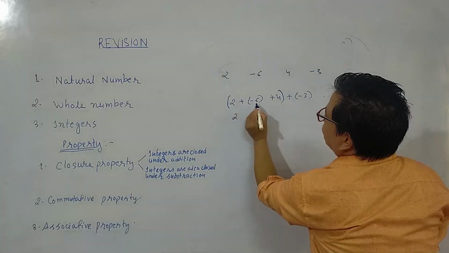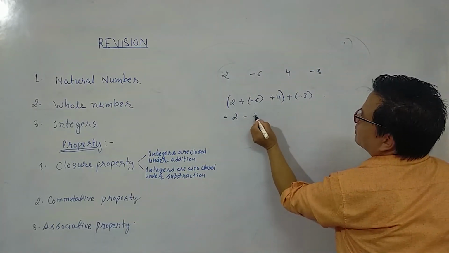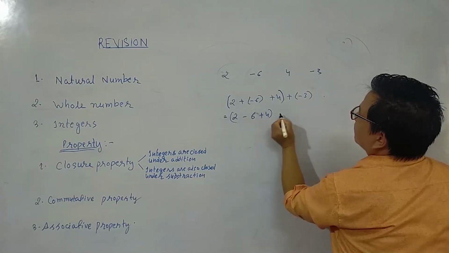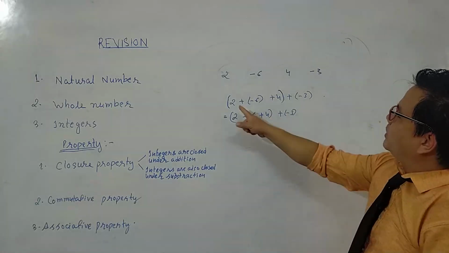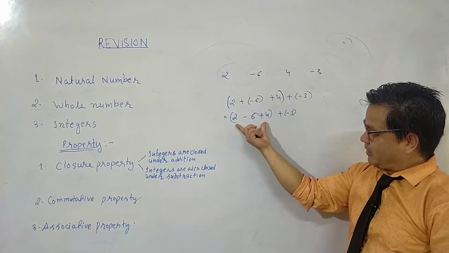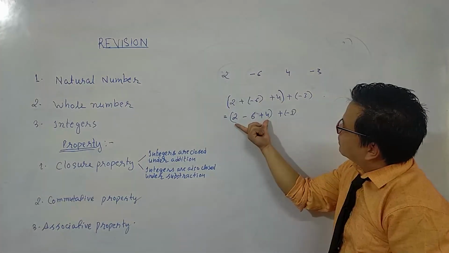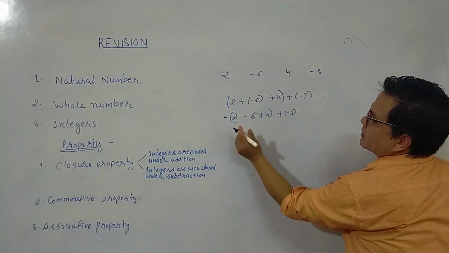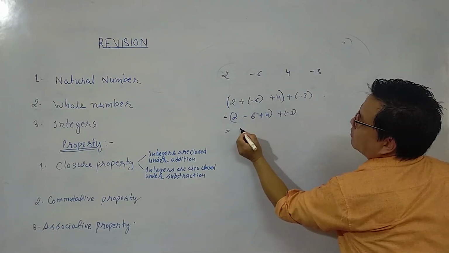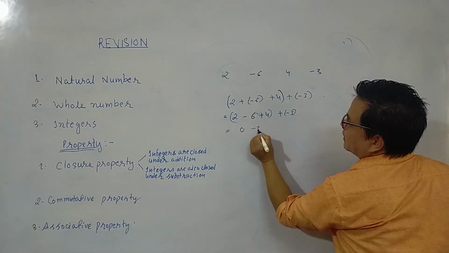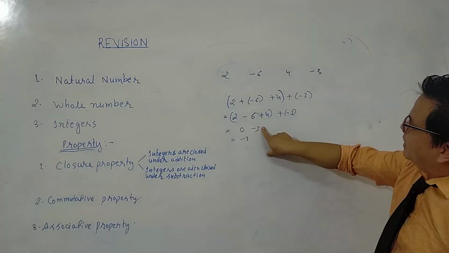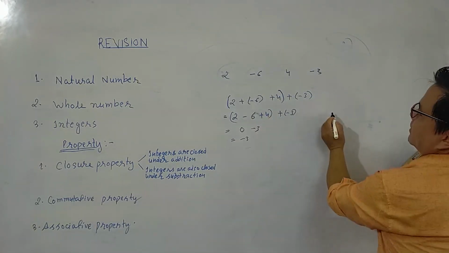2 plus minus 6 plus 4 plus minus 3. First I have grouped these three integers. Group means associated. These three become associated with each other. Then I will solve this first. 2 plus 4 positive together, how much? 6. Minus 6, how much? 0. Plus minus 3, how much do I get? Minus 3.